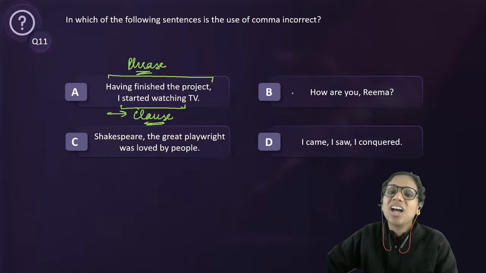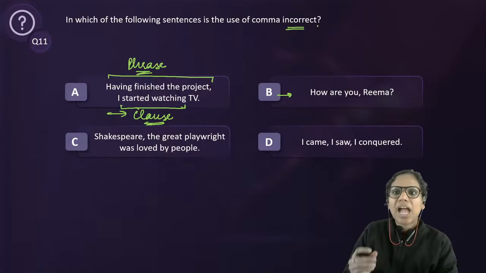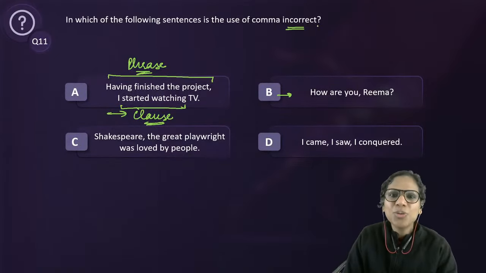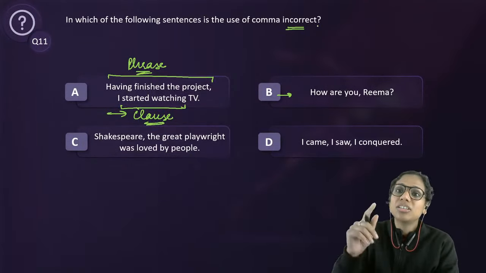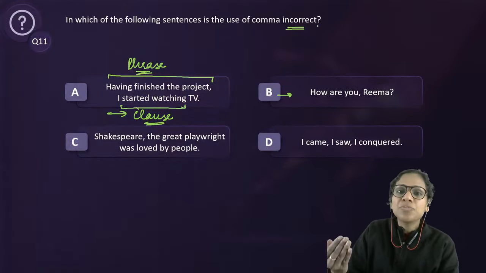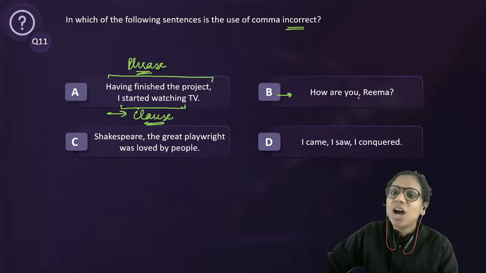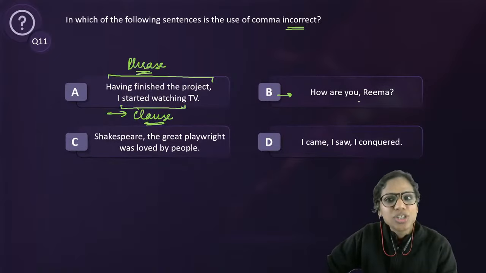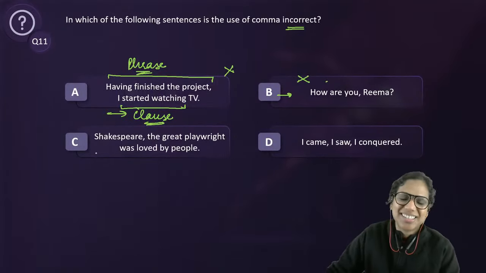How are you, Rima? Now, why some of you are saying that B is incorrect is because when we talk to each other, I don't really pause after saying how are you and then say Rima. How are you, Rima? We say it in the same breath. But punctuation is not identical. It's not exactly the same as the pauses that we put when we say something. Remember that. So in written English, after how are you, if I'm naming someone, I have to separate the name with a comma. So how are you, comma, Rima is absolutely correct. No problem here. So B can't be the answer, A can't be the answer.